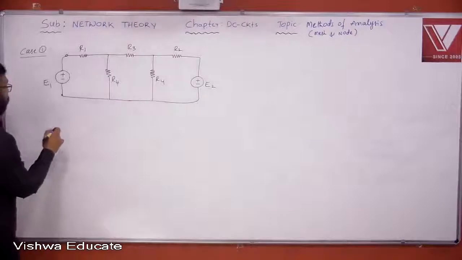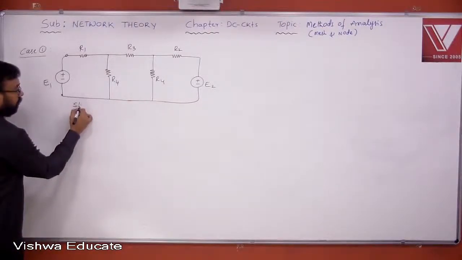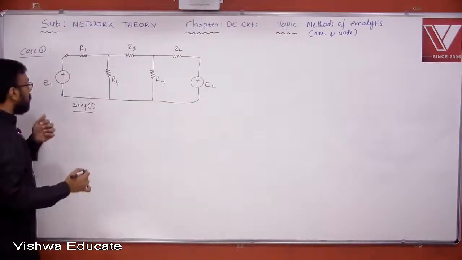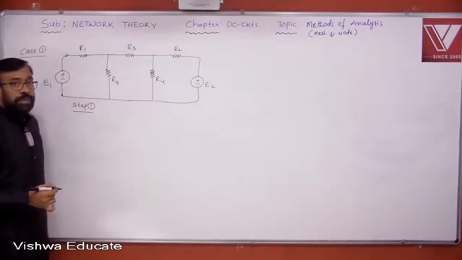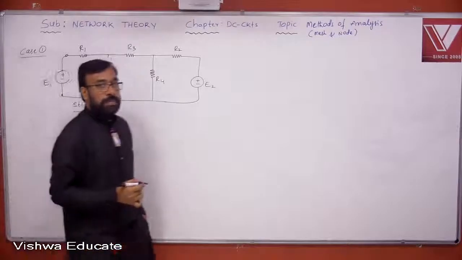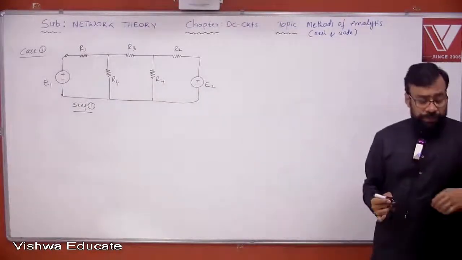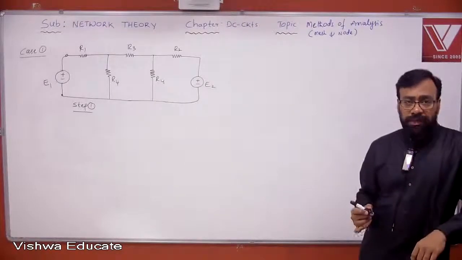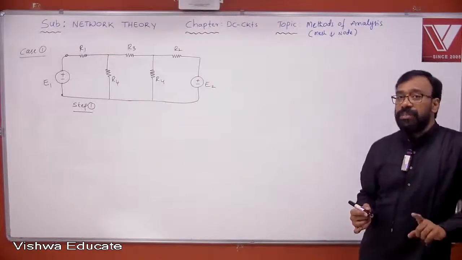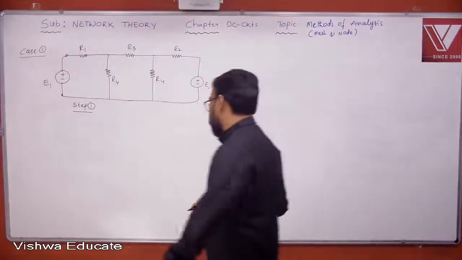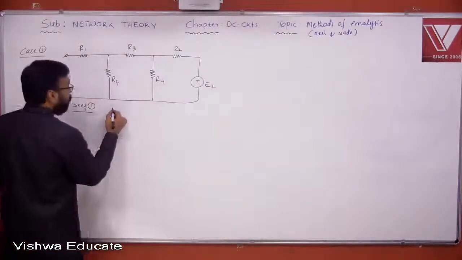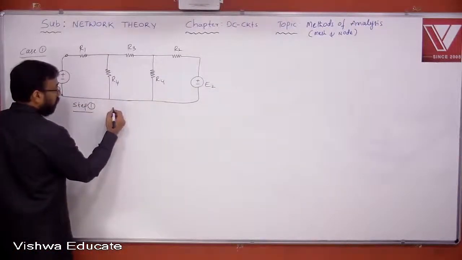Step 1. What was the step 1 in mesh analysis? Select minimum number of loops. Here, select minimum number of nodes, or choose minimum number of nodes.